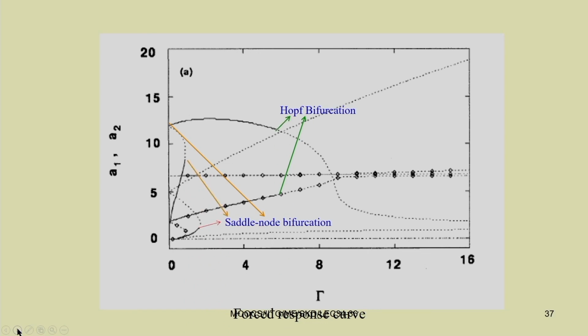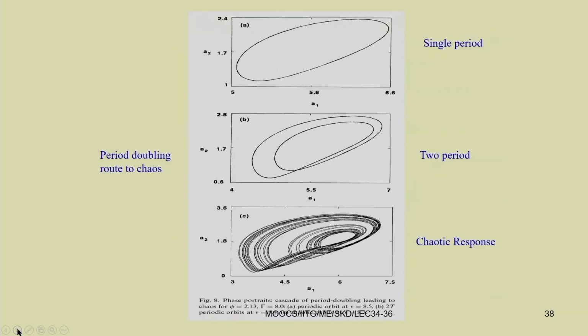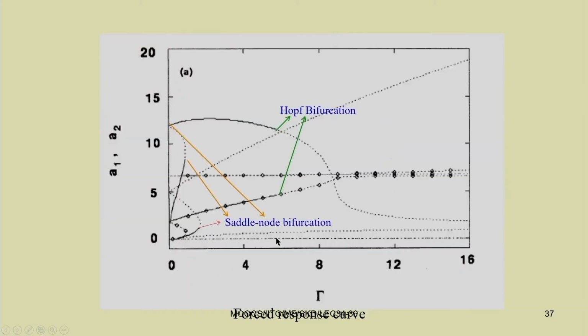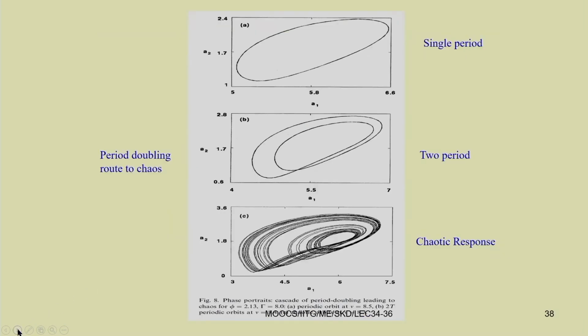Here you just see several types of bifurcation points. We have the saddle node bifurcation point, then this Hopf bifurcation point. Already we studied or we know, during this Hopf bifurcation point we will have the periodic response. You just see the periodic response. So, this is a period doubling route to chaos. Initially we have a periodic response. This period now becomes 2 period by changing the system parameter and finally it goes to a chaotic response. We will define a chaotic response later.